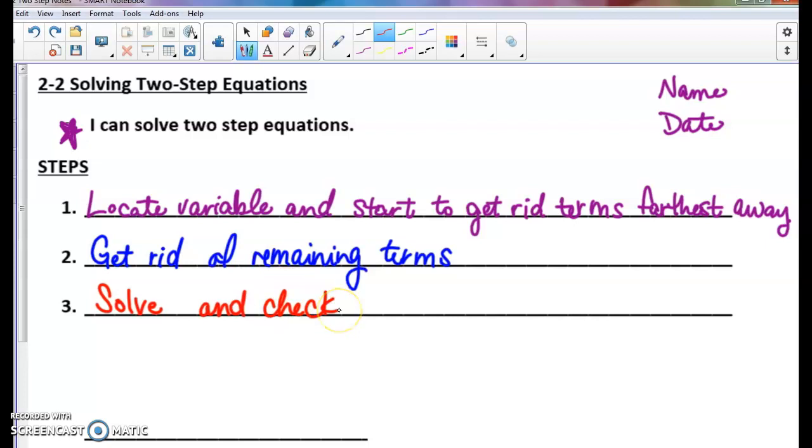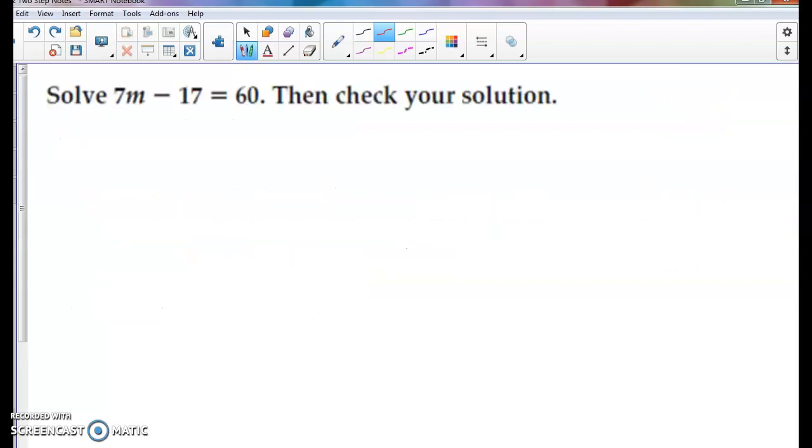So once again, I know the steps there are a little bit different, but I just want you to think about the steps and how to apply them to several different types of examples. So, let's dive right into them. So, example 1. We're given 7m minus 17 equals 60. We're asked to solve this equation, then check your solution.